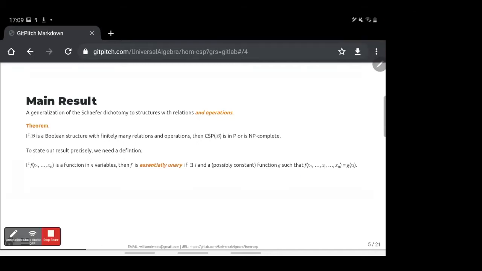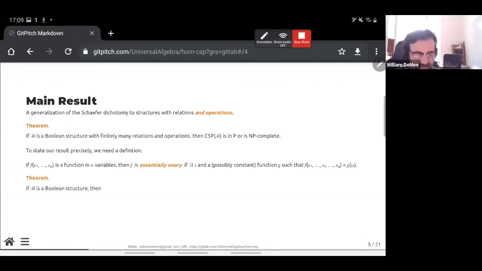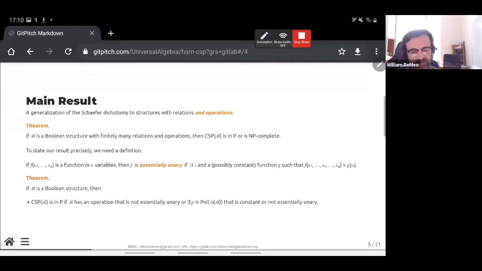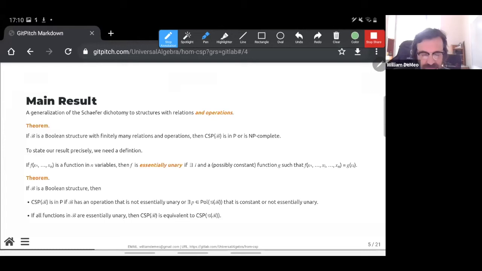Right, so then the theorem that we proved is that if B is a Boolean structure, then the CSP of B is in P if B has an operation that is not essentially unary, or there exists a polymorphism of the graph of B, which I'll explain in a minute, that is constant or not essentially unary. And if all functions in B are essentially unary, then the CSP of B is equivalent to the CSP of the graph of B. I'm not sure if everyone's familiar with what this graph of B is, but let me just try to explain what that is.